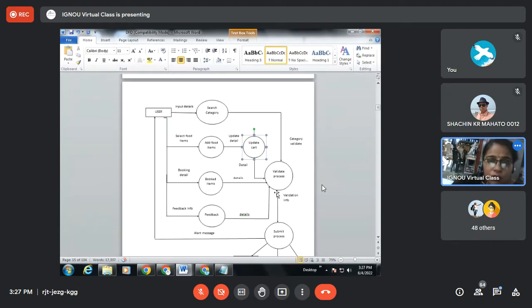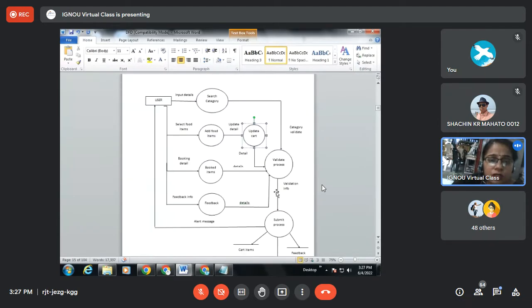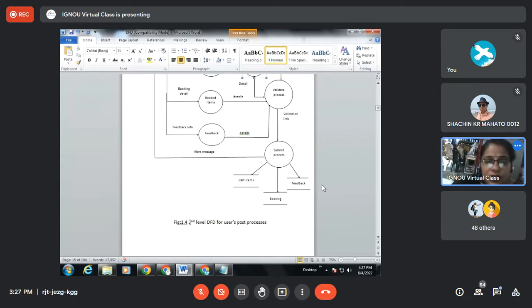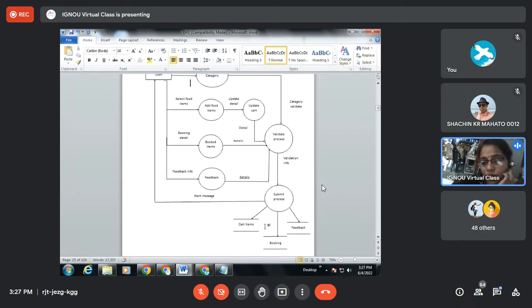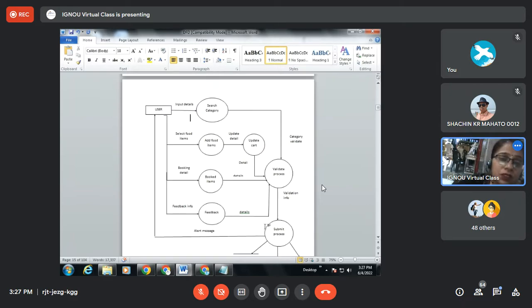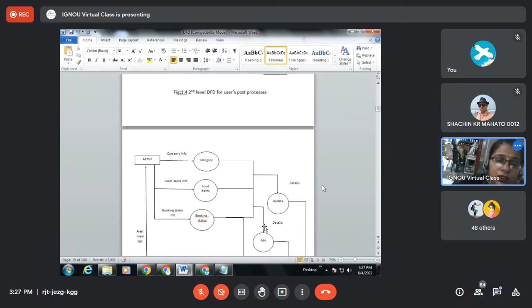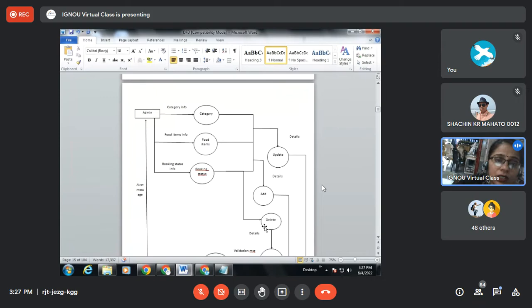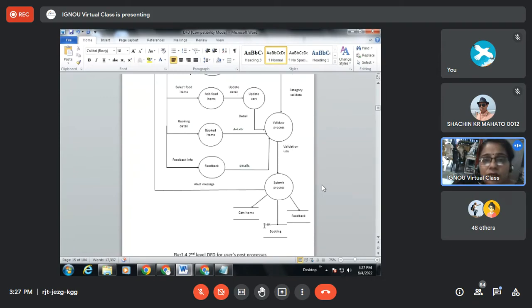So now, this is what you can see, the second level DFD for the user. Again, there's a mistake. Either use the word customer, but the terminology should be in sync. So these are the things that we have to consider. Are you finding any sort of mistakes over there?